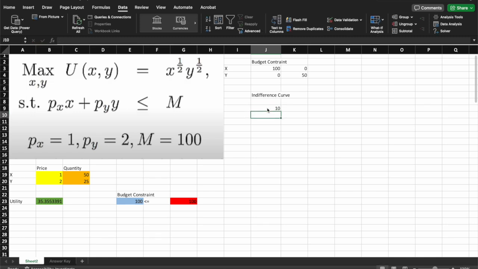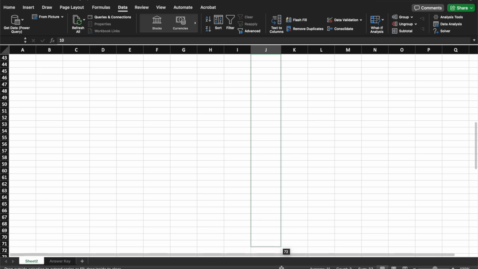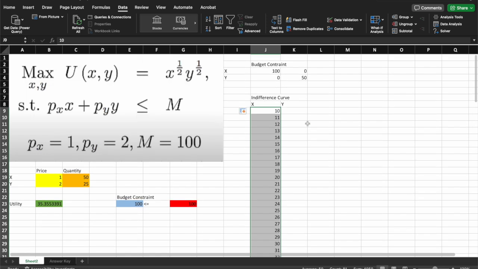Since the maximizing point here is around 50, we'll start, again, this is x and this is y. We're going to start with 10, 11, 12, and we're going to go all the way down to, we'll say, about 90. Okay, so I want all the combinations of x and y that give me this utility.